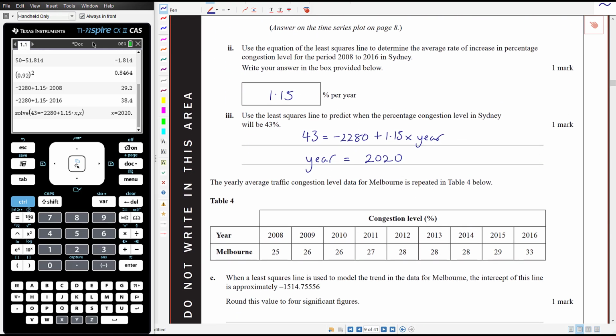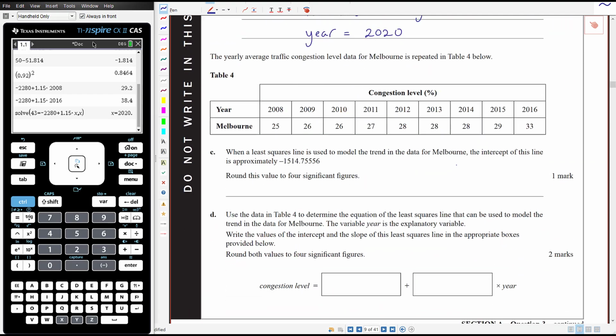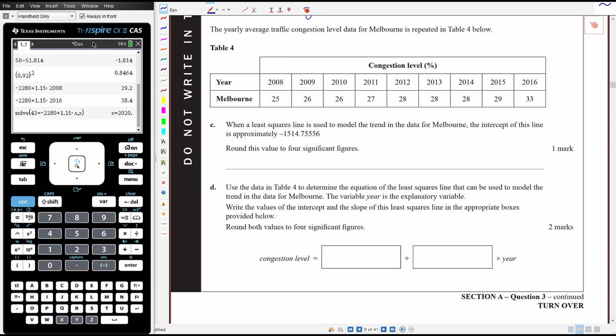Yearly average traffic congestion level data for Melbourne is repeated in table 4 below. Good, so we don't have to keep scrolling up and down. When a least squares line is used to model the trend in the data for Melbourne, the intercept of this line is approximately negative 1,514.75556. Round this value to 4 significant figures.